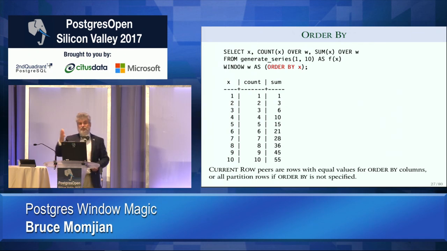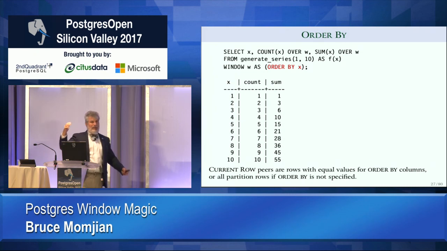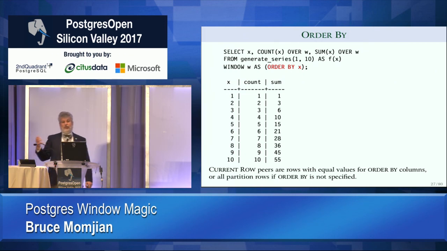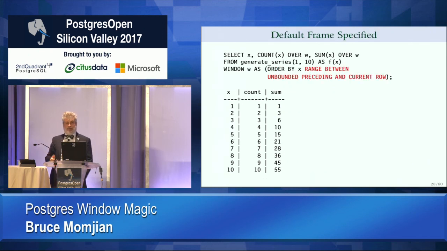So it just said 55, but because now I've added an order by, the current row is not the whole set anymore. It actually knows where to stop, and it knows to stop with the current row. In fact, at the bottom it says current row peers are rows with equal values for order by columns, or all partitions if there's no order by. That's why we used to get 55 for this query.